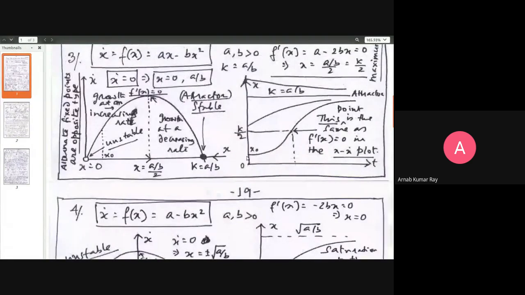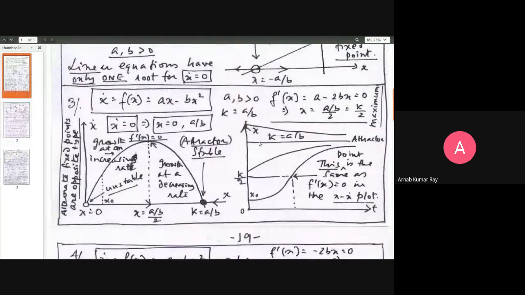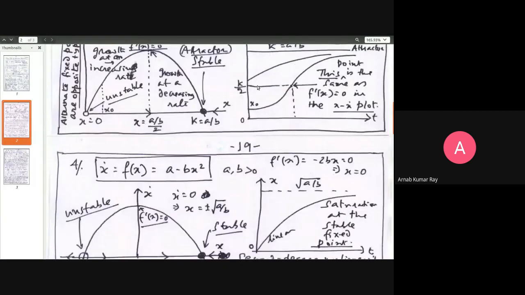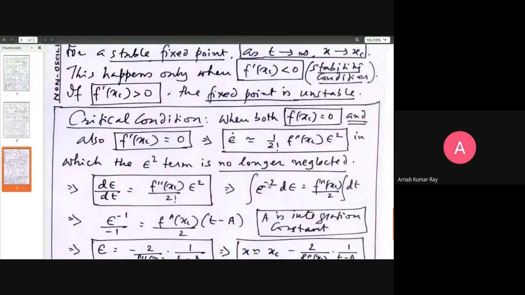Similarly, if you have to go from x naught to a by b for the logistic equation, you will need infinite time to reach this point, right? It doesn't matter how far you are from the fixed point. If it is a stable fixed point, you will eventually reach it. But no matter how far you are away from that fixed point, small distance, large distance, whatever, you will still need an infinite amount of time to reach it. That is the understanding you should carry forward in all of these fixed point problems.